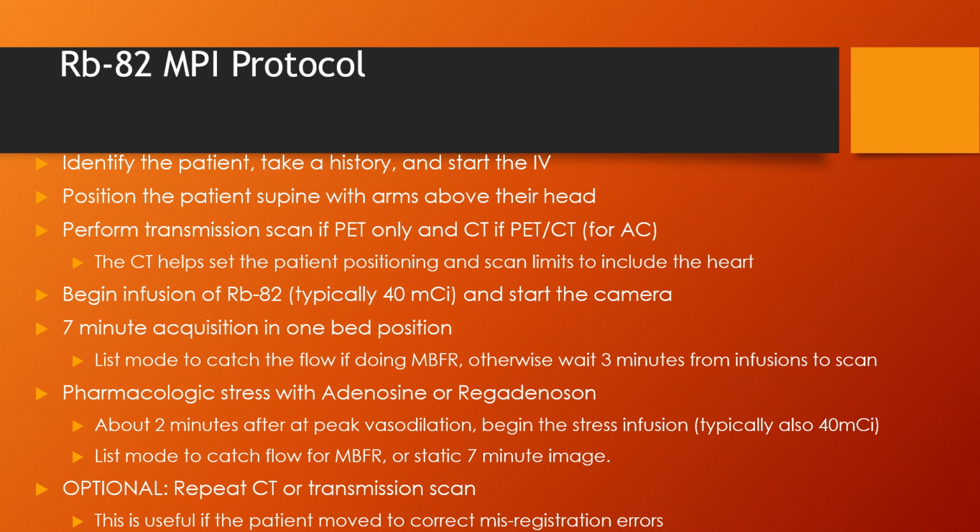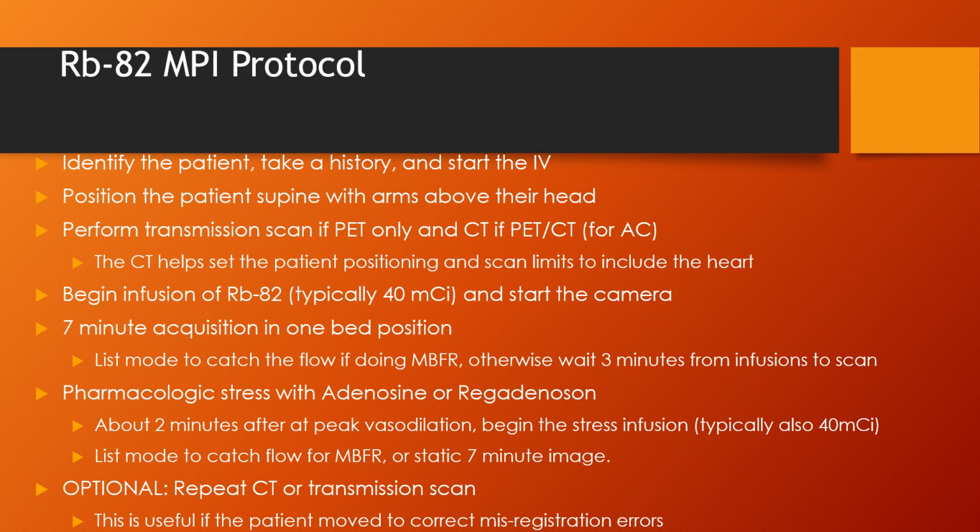Once you start, you either do the transmission scan first or the CT, depending on what it is. The CT helps set the patient positioning and scan limits to include the heart. And then you'll begin infusion of the rubidium 82. It's typically about 30 to 40 millicuries, and you'll start the camera. If you're doing myocardial blood flow with it, you start the camera right away because you want to catch that bolus. If you are not doing myocardial blood flow, you're just doing perfusion, then you wait about 2 minutes.